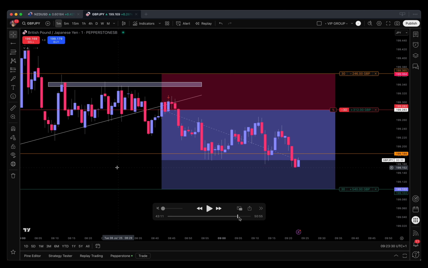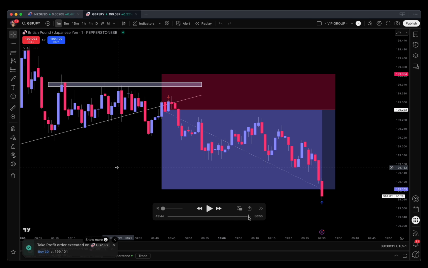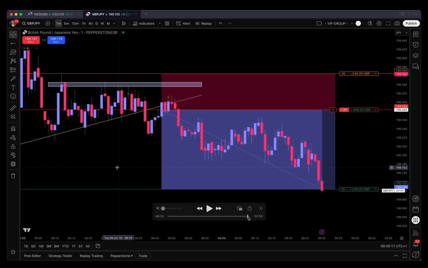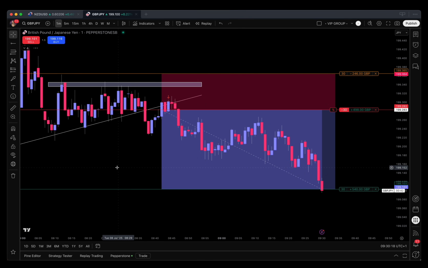It keeps rejecting, but finally it made another low right over here, and we are dropping down. It was a very beautiful trade because it hit my take profit target. As you can see, Pepperstone, my lovely broker, has closed the trade for me, £540.